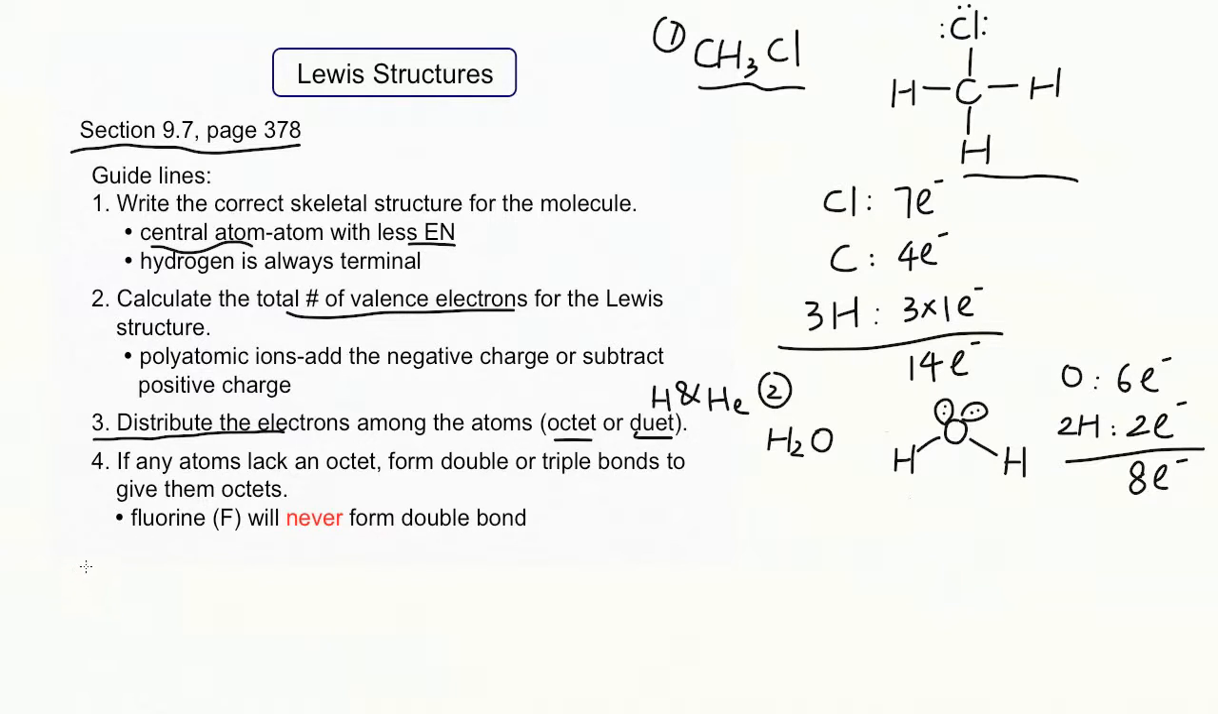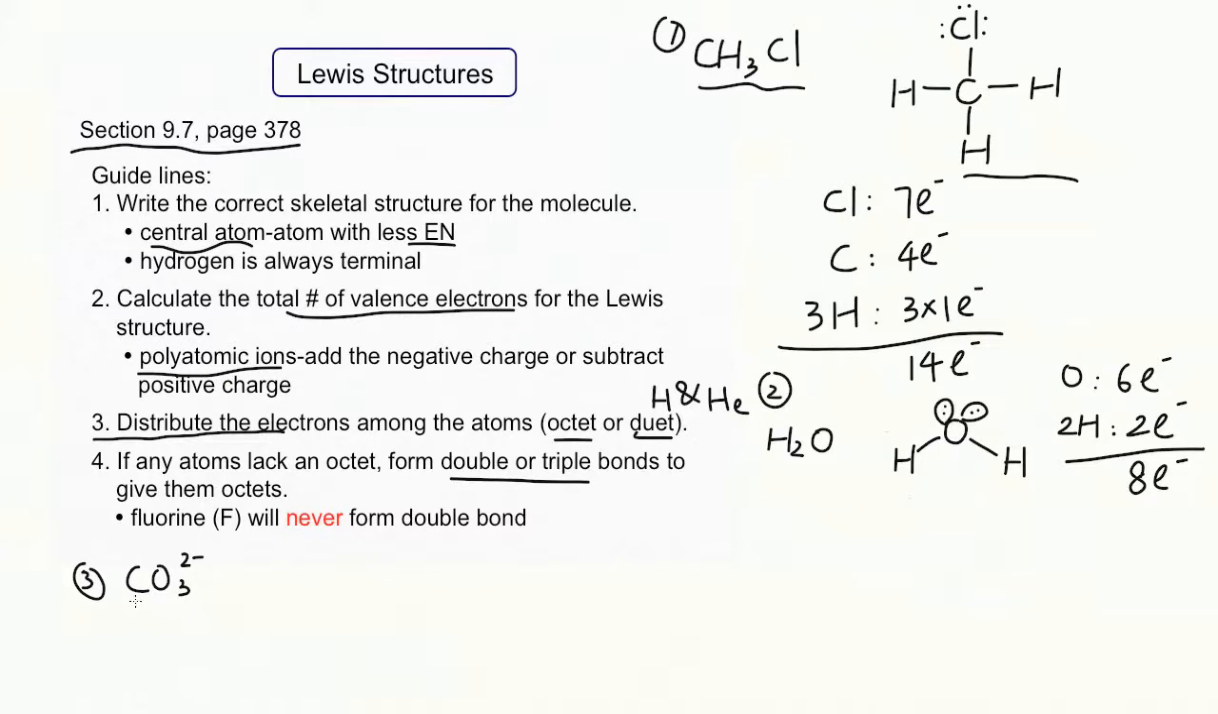Now, the third one I want to show you here is CO3 2 minus. In this example, I'm going to demonstrate how we form the double bond, because we really haven't used step 4, and we haven't talked about the polyatomic ion here.